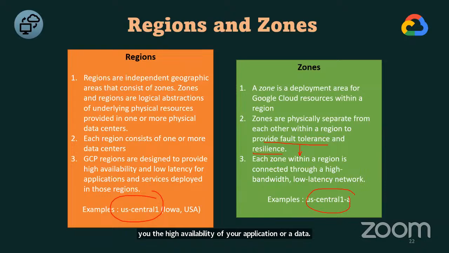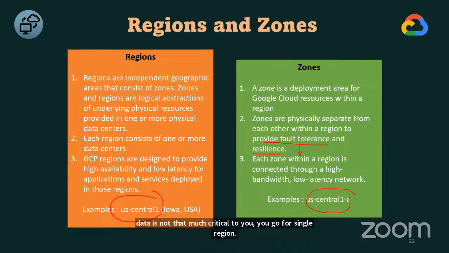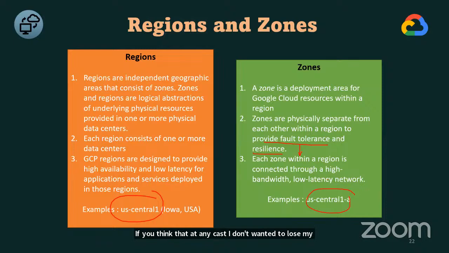Additional cost, because if your data is not that critical to you, you go for a single region. If you think that at any cost you don't want to lose your data because it is very critical to you, then you go for multi regions or multi zones.